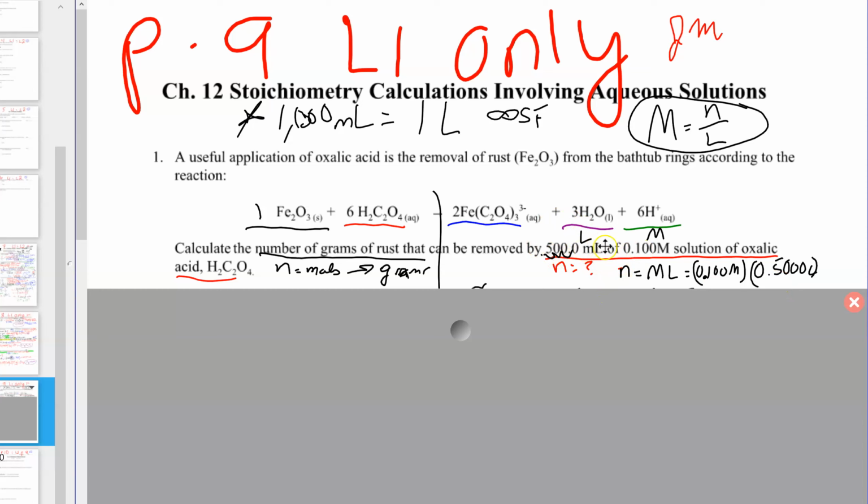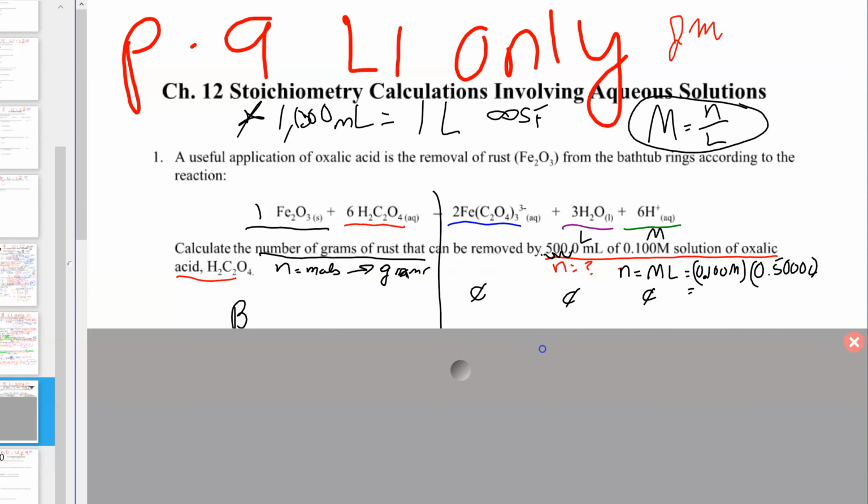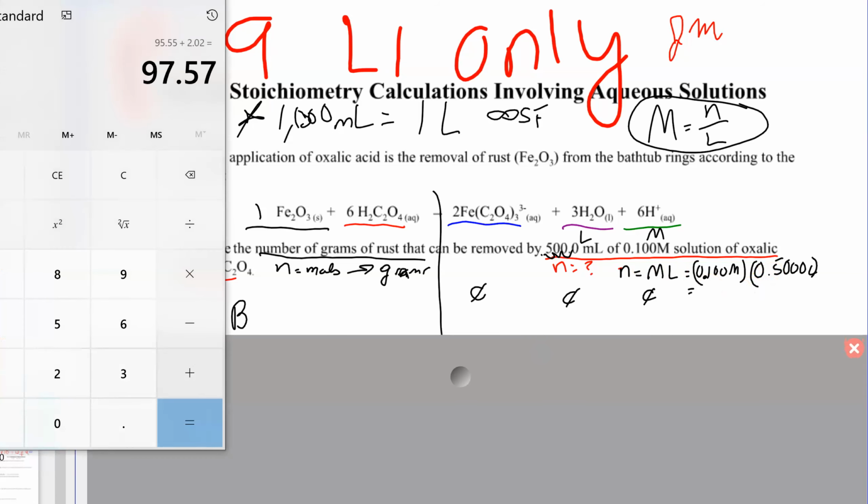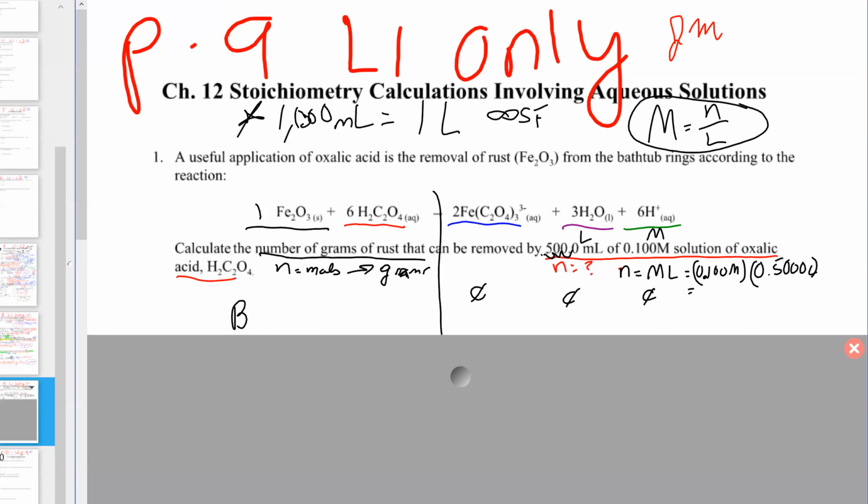They gave us the volume and they gave us the concentration. We have to solve for the number of moles here. So the number of moles is molarity times the volume. Molarity is 0.1, volume is 0.5. How many moles of oxalic acid do we have? I hope you can do that one in your head. If you can't, we take 0.1 times 0.5, and we get 0.05. Technically for sig figs, we need 2 more trailing zeros, and that's going to be moles of our oxalic acid.